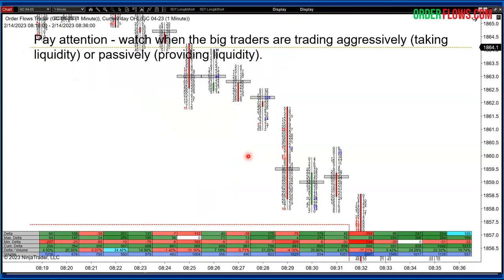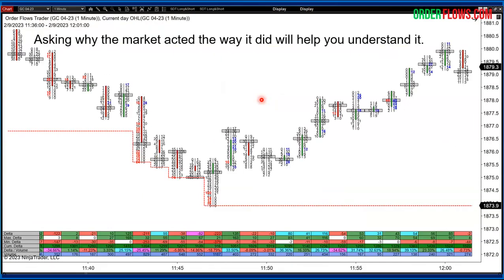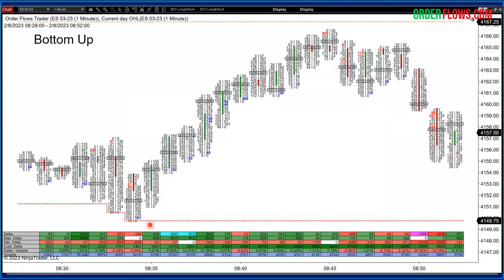So pay attention when the big traders are trading aggressively, taking liquidity, or whether they're trading passively, providing liquidity. Right? You can see on this move down, big traders are providing liquidity, meaning there's passive offers coming in as the market's going down. We know that that's bearish, right? Just as, where was it here? This market going up, we know there's big traders providing liquidity. How do I know that? It's the heaviest volume is here, 525, as this market is going up.